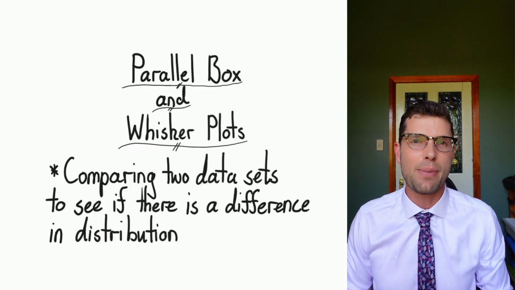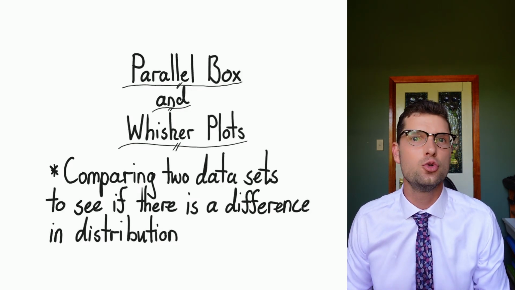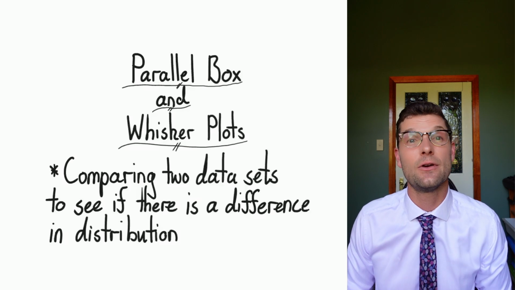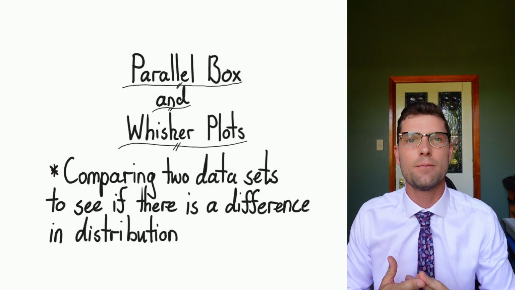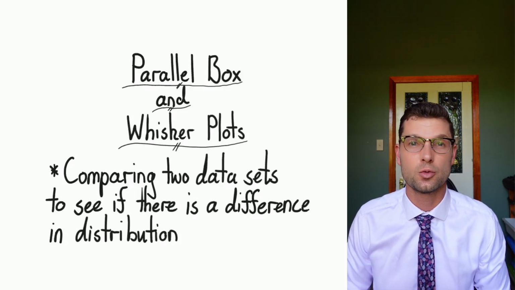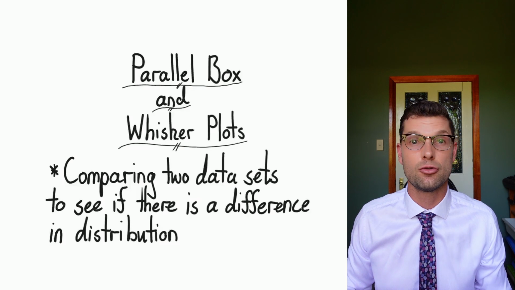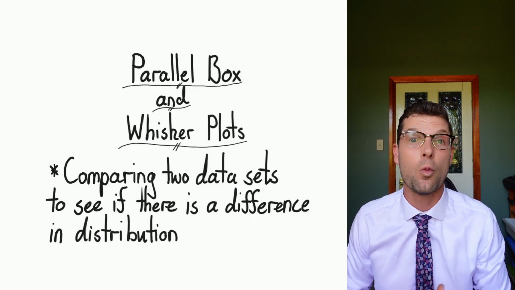Today we're going to have a look at parallel box and whisker plots. So this is just to compare two data sets to see if there's anything different in the distribution of the scores. We're already great at using the mean, median, mode, and range to tell if there's any difference, but these parallel box and whisker plots will tell us something about the distribution and the spread of that data that those basic measures of center won't be able to do.